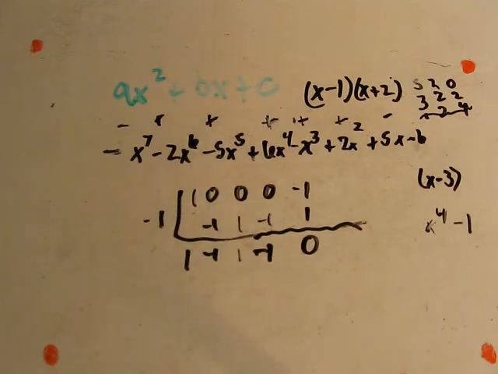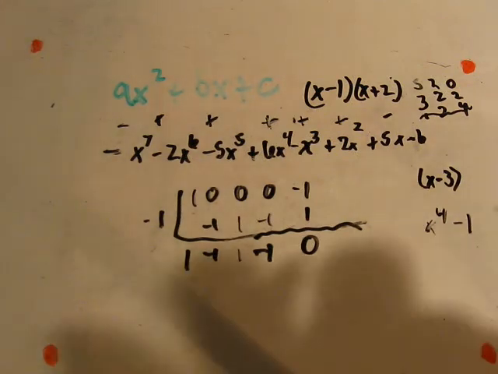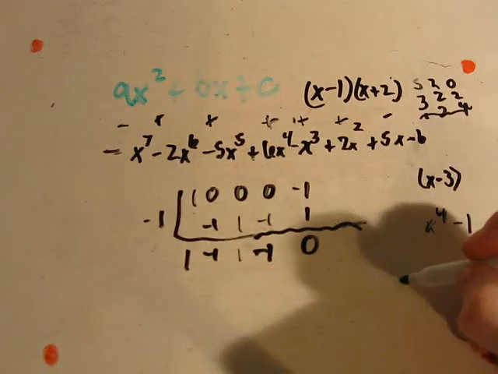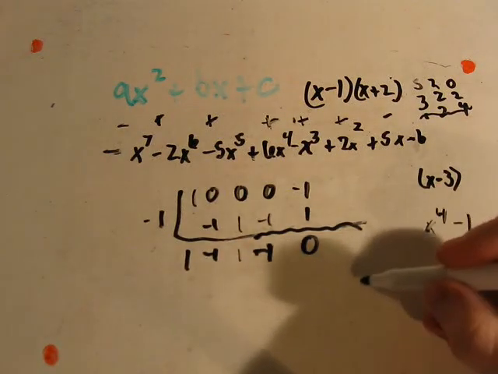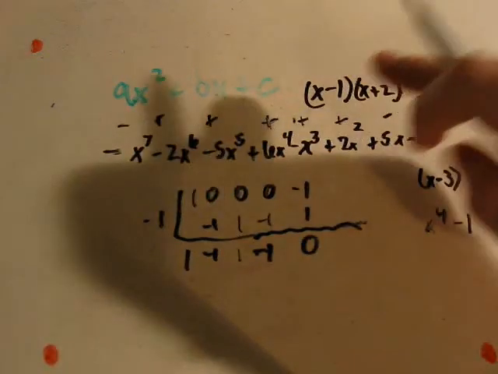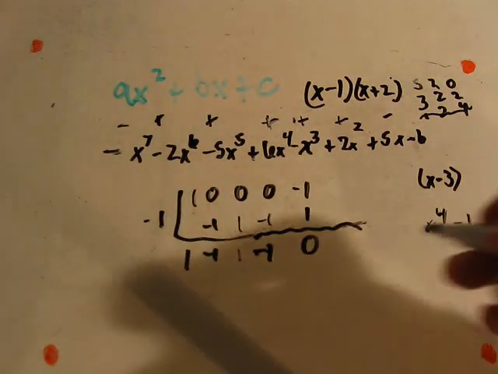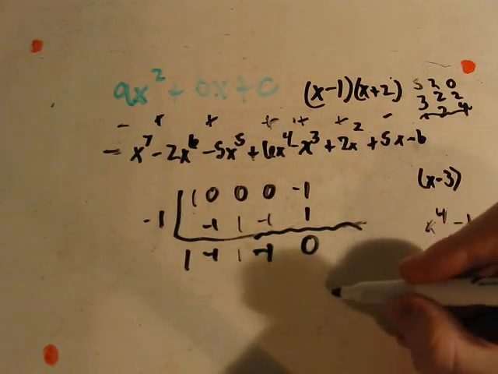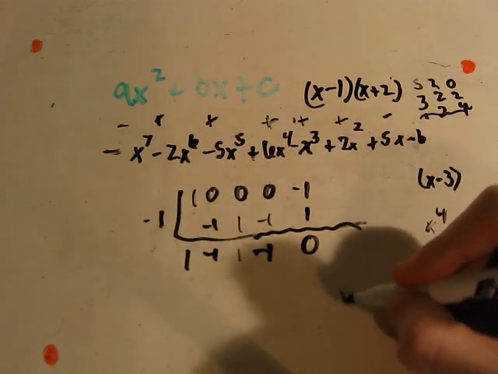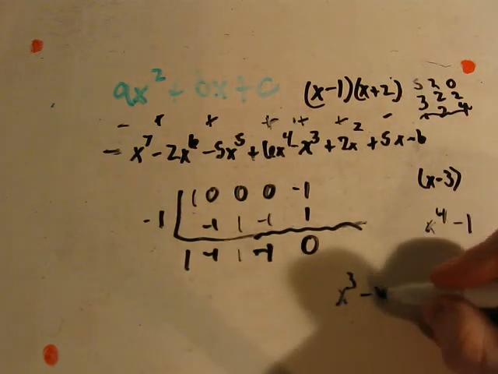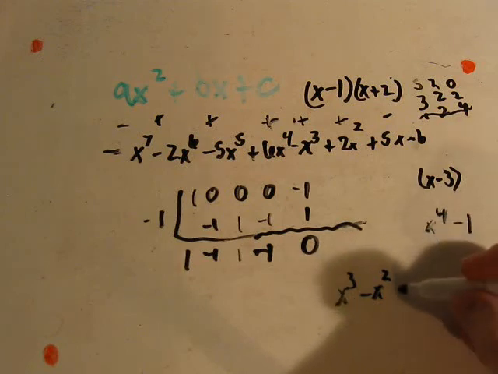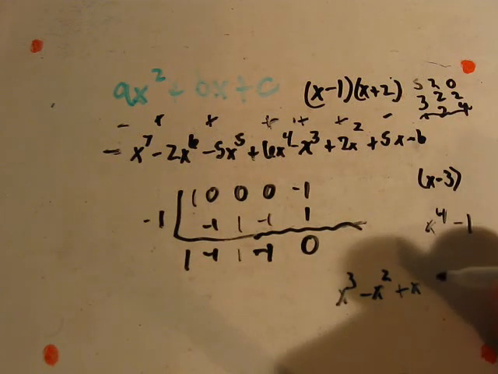So that actually means that negative 1 is going to be a factor. X plus 1, x minus 1. There is a conjugate pair there. So this gives us x to the third minus x squared plus x, and then minus 1.